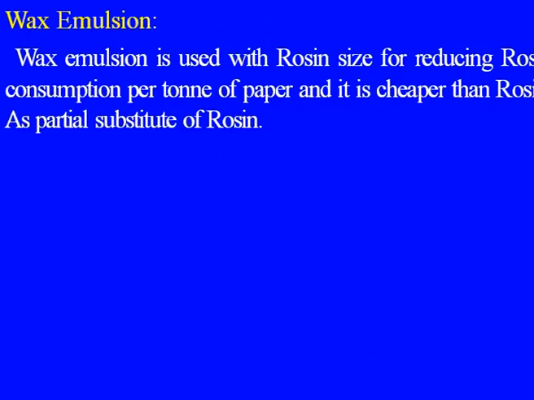Sometimes wax emulsion is also used with the rosin size for reducing the rosin consumption per ton of the paper, because it is cheaper than the rosin. As a partial substitute of the rosin, some mills are using it.